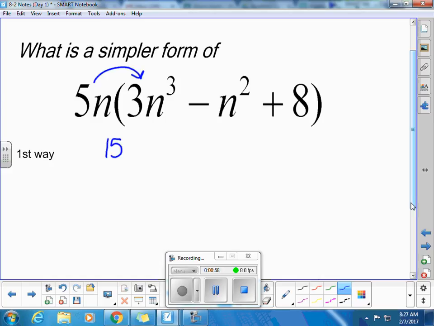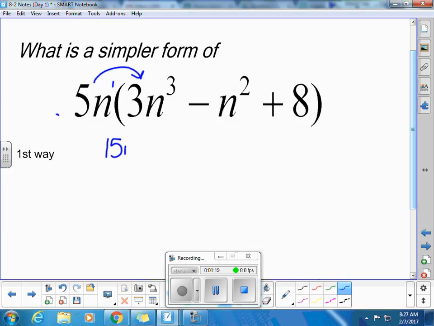And n times n to the third. Remember, that's n to the first. So when we're multiplying n to the first times n to the third, remember that would be n times n times n times n. I hope these rules are still fresh in your mind. So that would be n to the fourth.